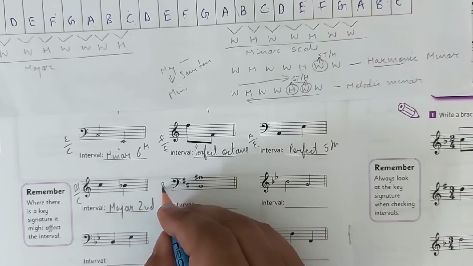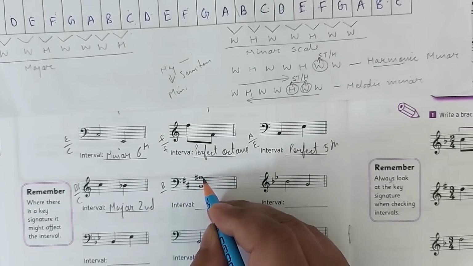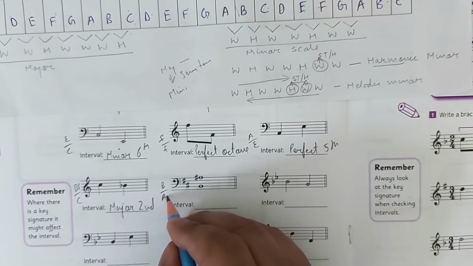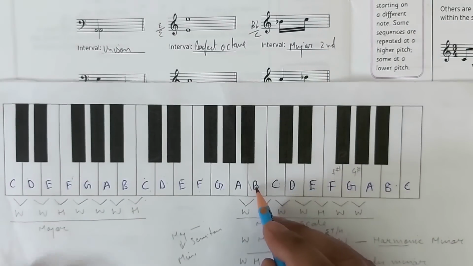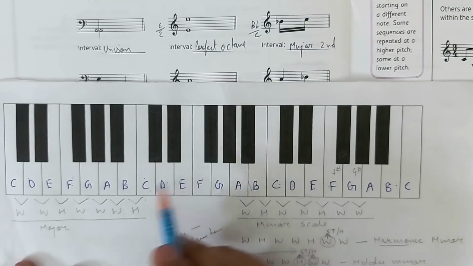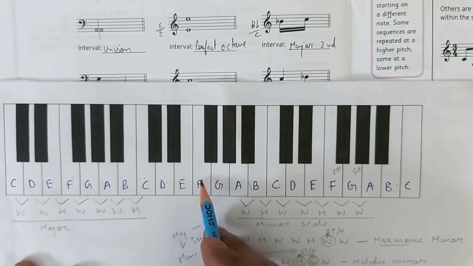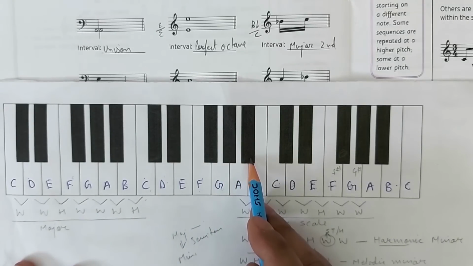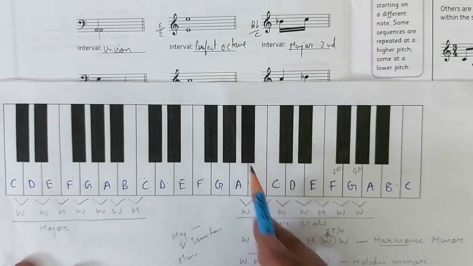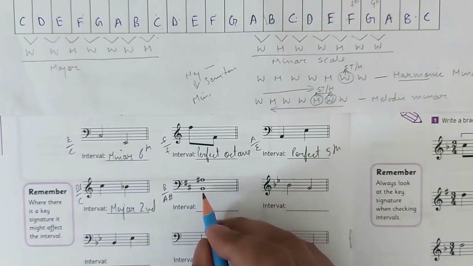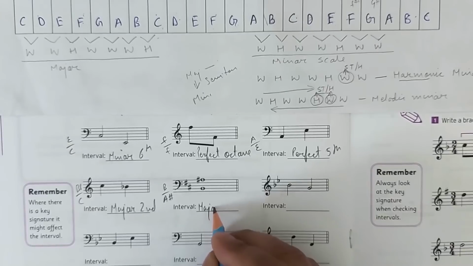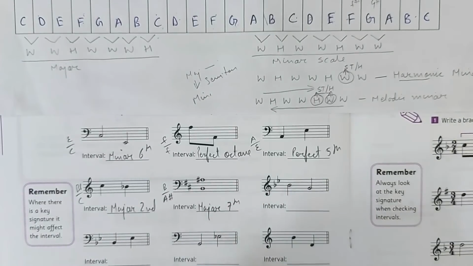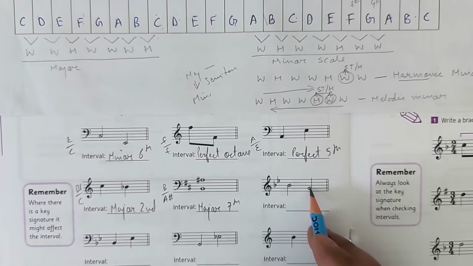Next one we have bass clef. This is B to, we are going A sharp, right? So from B to A sharp. So 1, 2, 3, 4, 5, 6, 7, 8, 9, 10, 11. Right? So this is a major seventh. So 1, 2, 3, 4, 5, 6, 7. So yes, this is our major seventh interval.